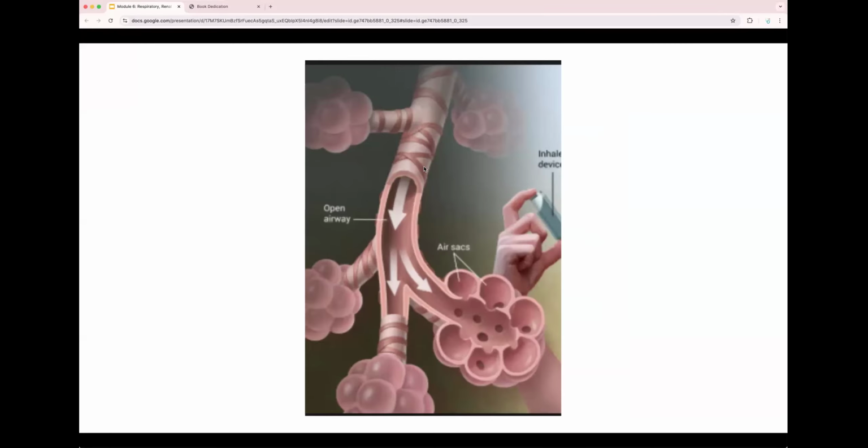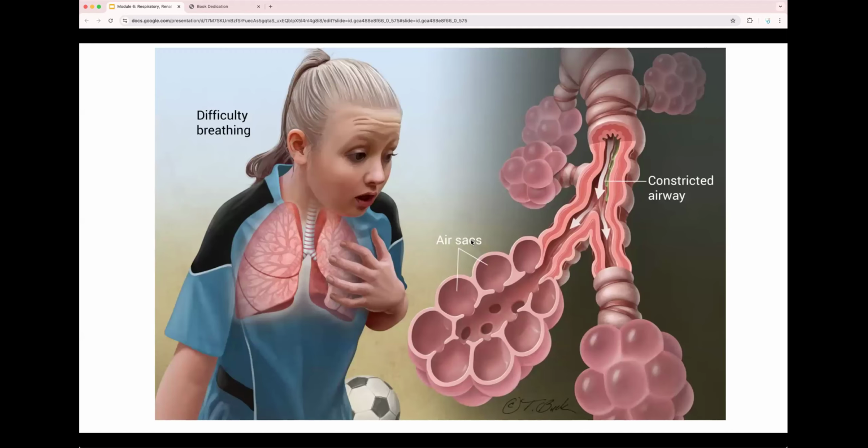So here is a normal airway, right? This is a bronchiole, and you see the bronchioles branch off and they terminate with the alveoli, the grape-like air sacs. And so this is a normal airway. It's patent, it's open, there's no obstruction, there's no inflammation. The smooth muscle is relaxed so that it can stay open, and the alveoli are only filled with air, right? This is beautiful.